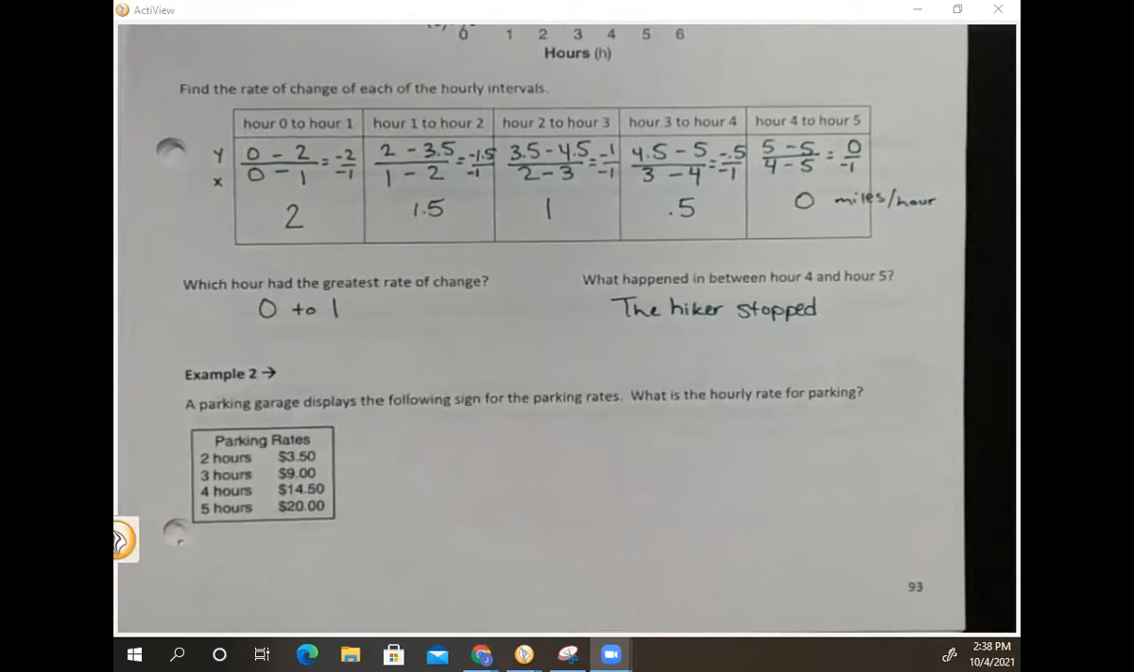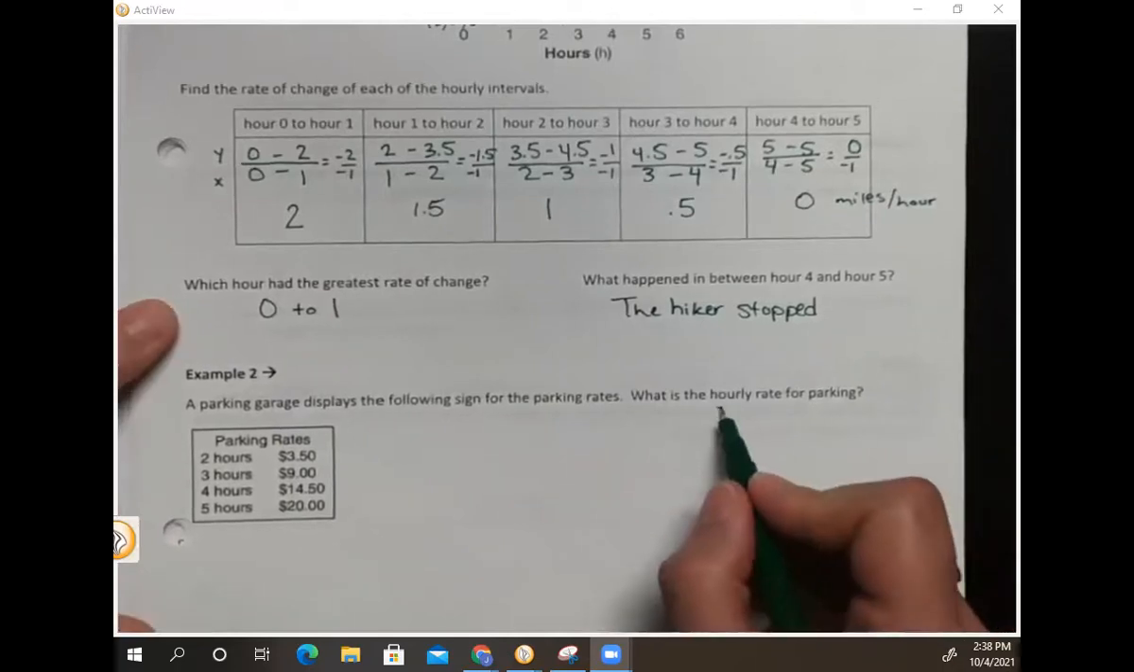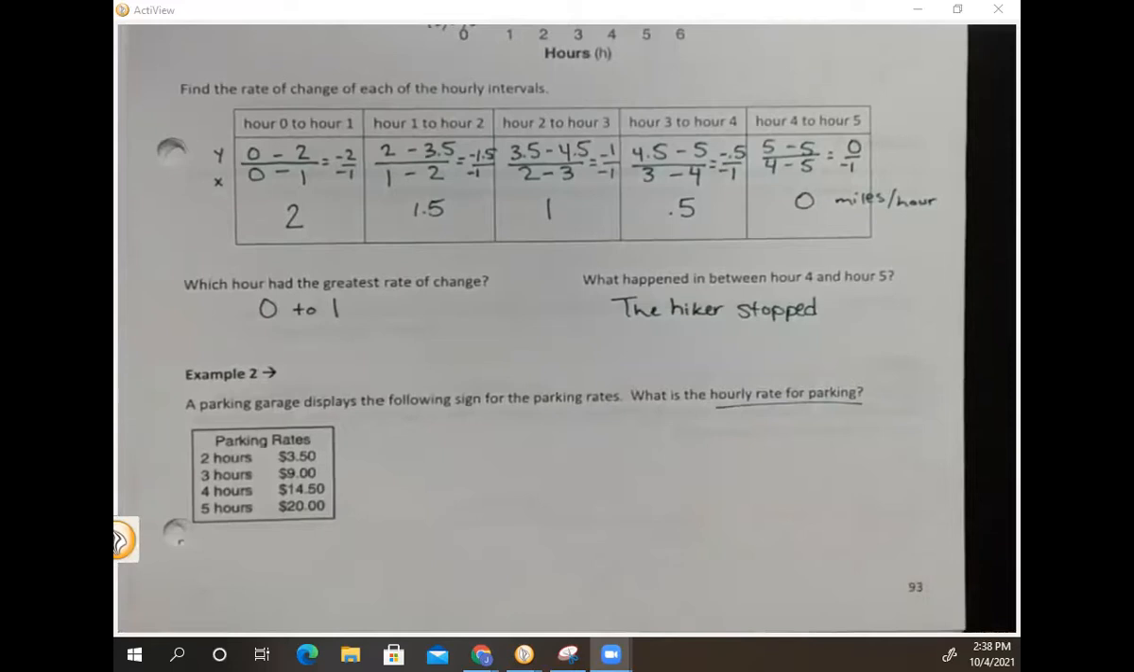What's the hourly rate for parking? So when I want to know what's the hourly rate for parking, what I'm asking here is if I park for an hour longer, how much more will I have to pay? Or if I get my stuff done an hour sooner, how much less will I have to pay? What's that hourly change in the amount I'll have to pay for parking? So how can I figure this out? That hourly change in the parking rate.